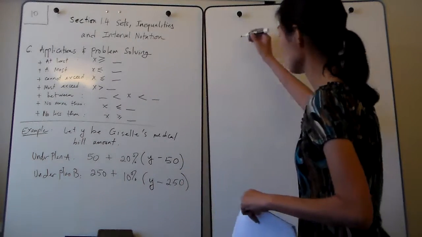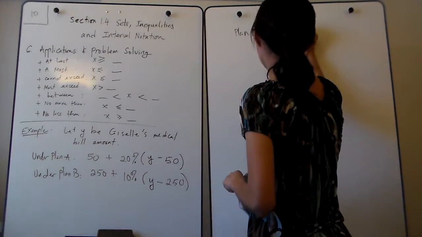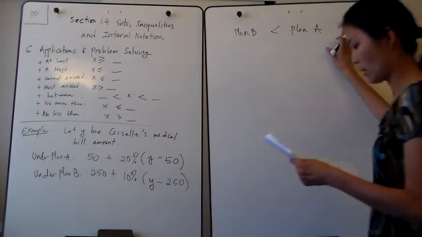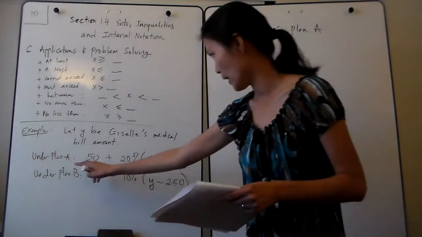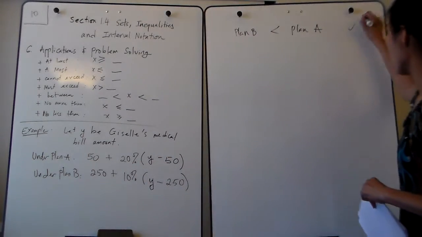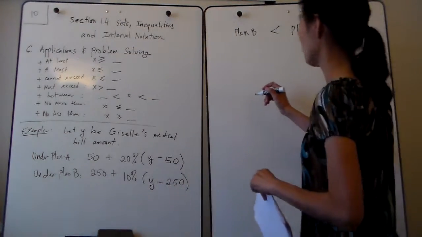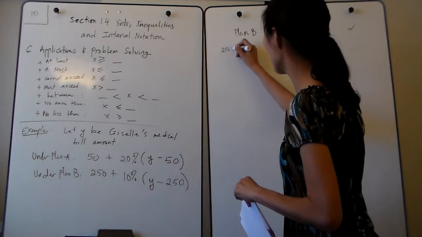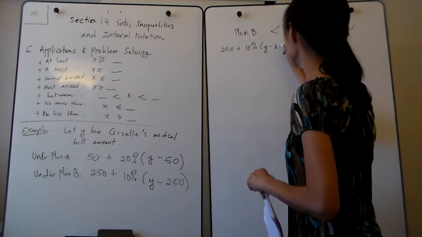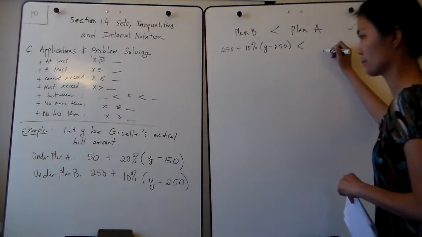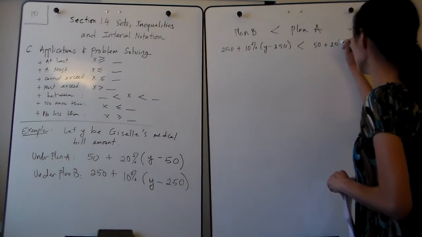So the question is that we know that Plan A is this, Plan B this. With this inequality, we can solve for Y. Okay? So for Plan B, we have 250 plus 10% of Y minus 250. Plan A, we have 50 plus 20%.